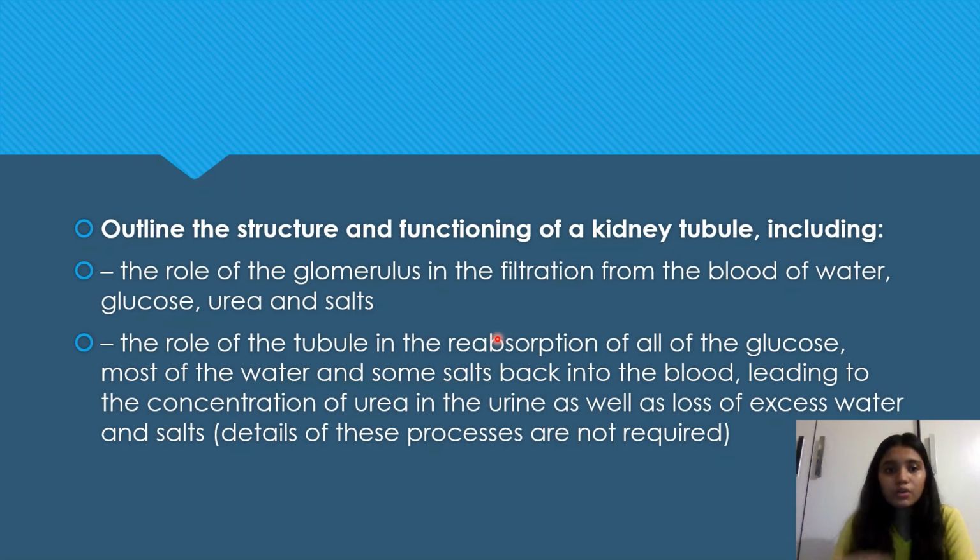These include glucose, most of the water, and some salts, which is important. Glucose is the first one, always, because glucose gives you energy. This leads to the concentration of urea building up in urine because other substances are being extracted. You don't have to know the details, but in the renal capsule and the renal tubule, glucose, water, and salts are reabsorbed back into the blood.